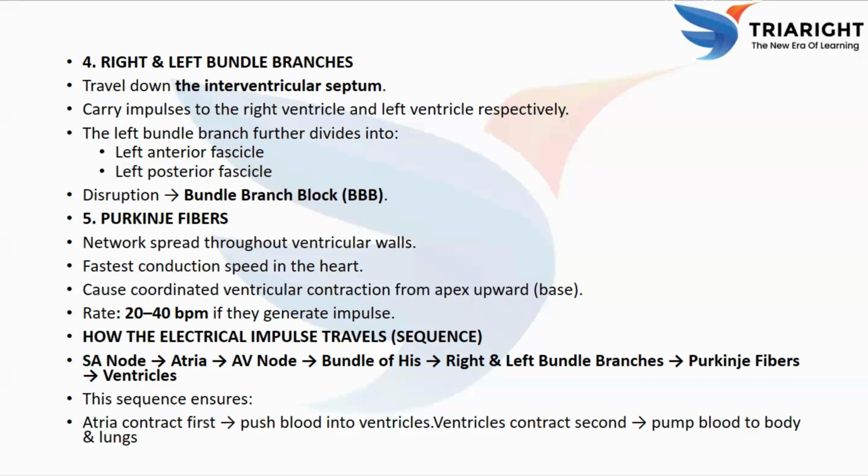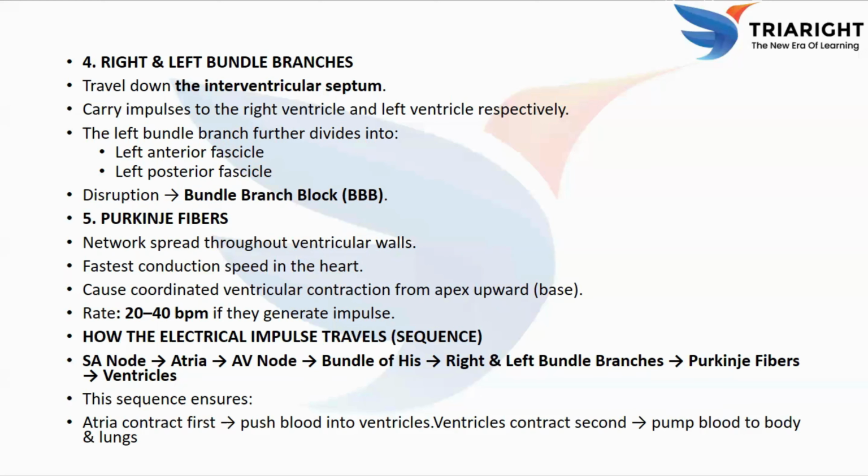So next, about the Purkinje fibers. So what are the Purkinje fibers? They form a network that spreads throughout the walls of the ventricles. So what is the function of these fibers? These are the fastest conductors of electrical impulses in the heart. They quickly send the signal to all parts of the ventricles, making both ventricles contract together. This ensures the blood is pumped efficiently, with the right ventricle to the lungs and the left ventricle to the body. If higher pacemakers fail, these Purkinje fibers can generate impulses at 20 to 40 beats per minute.